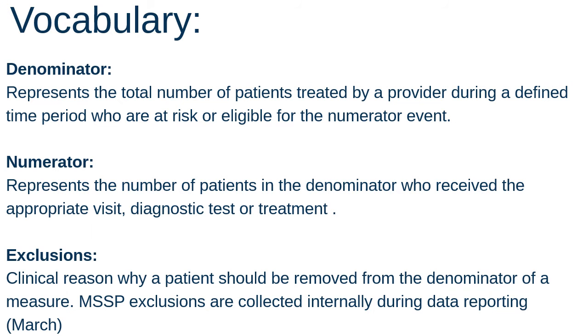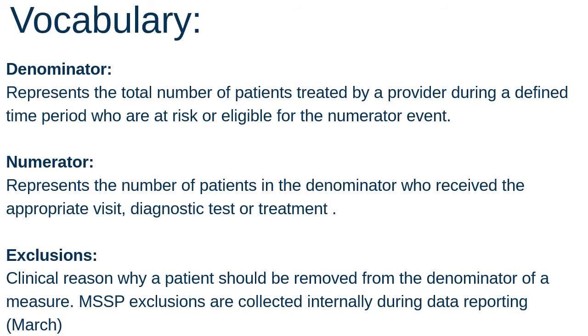Let's get started with the basics of quality measurement. First, we'll review some common quality measure lingo. Each quality measure has qualifications that must be met before a patient can be included in the quality measure. The denominator refers to all patients who meet the quality measure qualifications. For example, the Comprehensive Diabetes Care Measure only includes patients with diabetes, so the denominator population for the measure is all patients identified as diabetic.